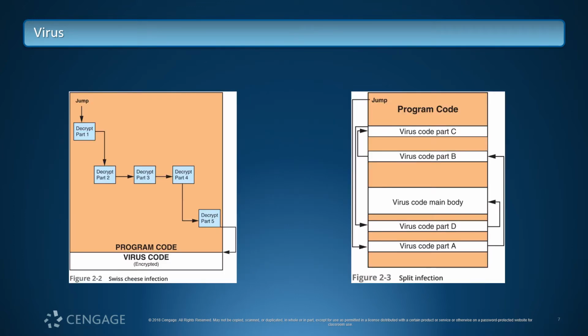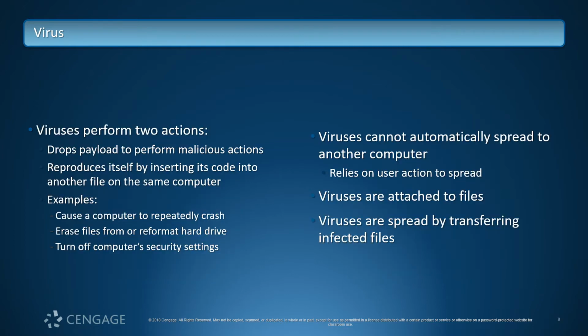So here we can see some graphic representations of Swiss cheese and split infections. You see here that with the Swiss cheese infection, there are some encrypted chunks that are floating around. With the split infection, it's entire lines of code. And you can see again that there's just kind of a random sectioning of code that goes about with this.